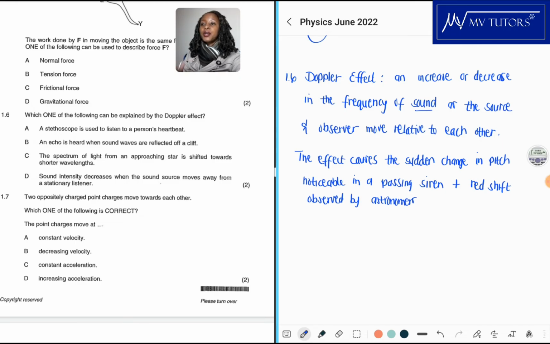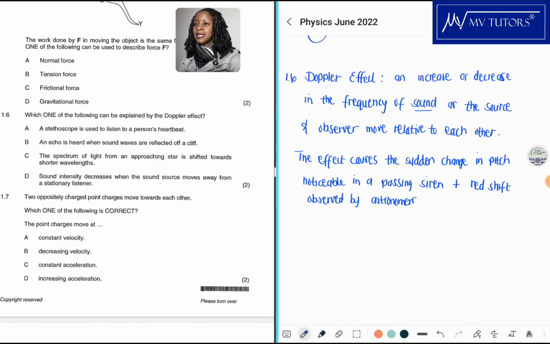And then B: an echo is heard when sound waves are reflected off a cliff. Again, the thing that's moving here is the wind. An echo is just, if you scream and then it keeps coming back. Bad example. But the producer of the sound is sitting still, and the hearer of the sound is probably sitting still, so there's still no motion there.